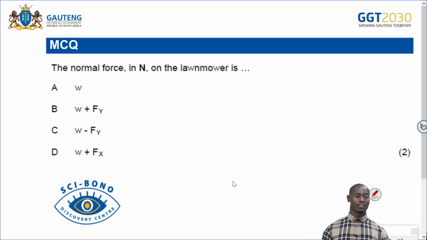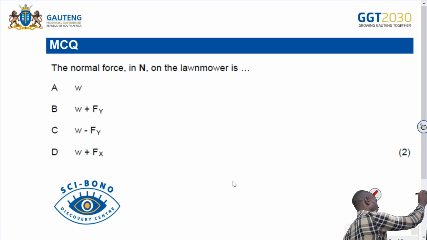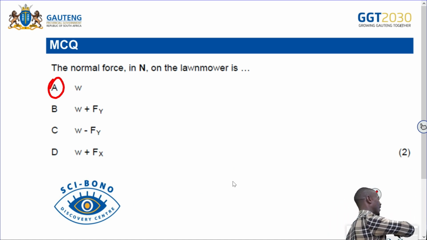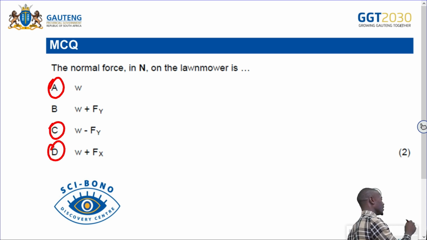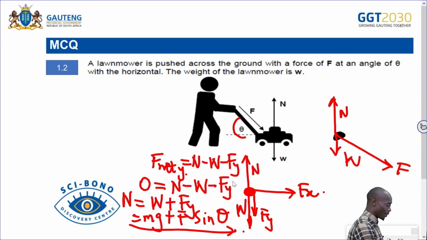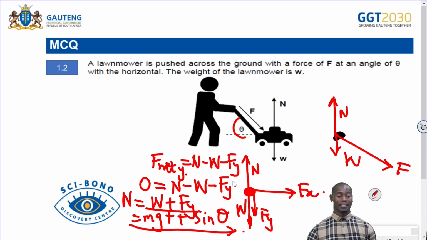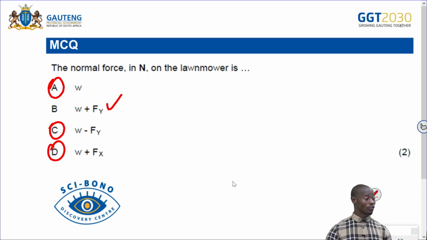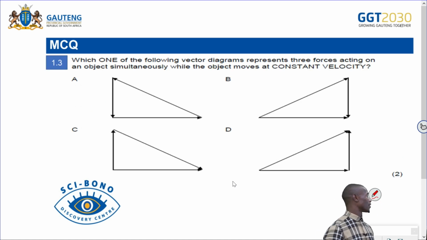So let's check which answer is correct. It cannot be A, it cannot be C, it can also not be B or D. So the correct answer here is weight plus Fy, which is what we got. So here it's about the forces. If a force is applied at an angle, we need to make sure that we resolve that force into its components.